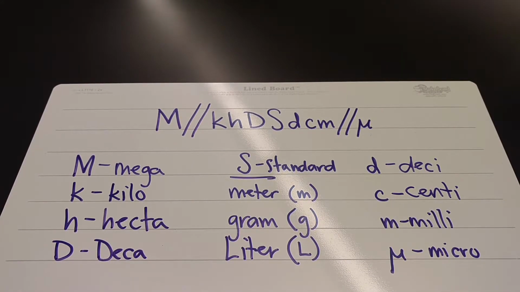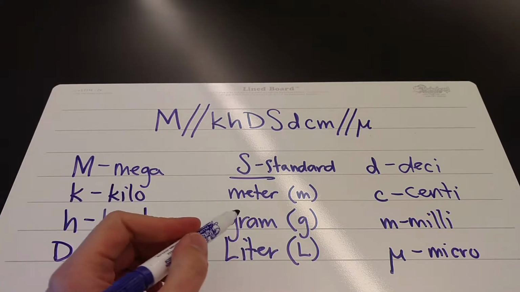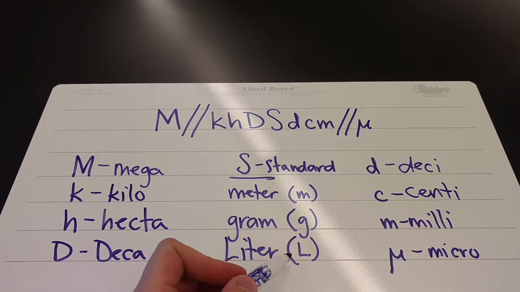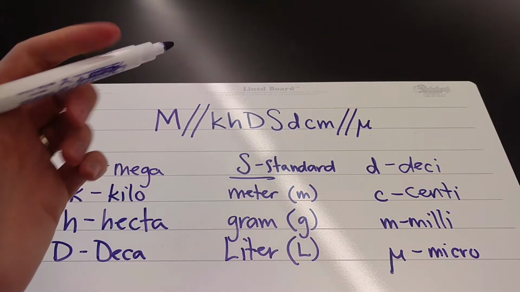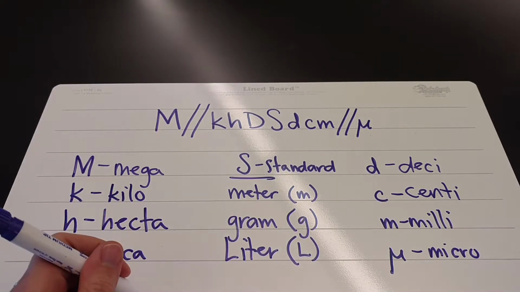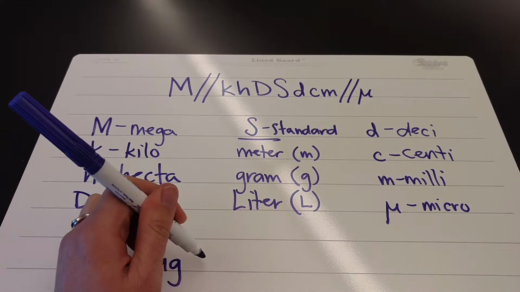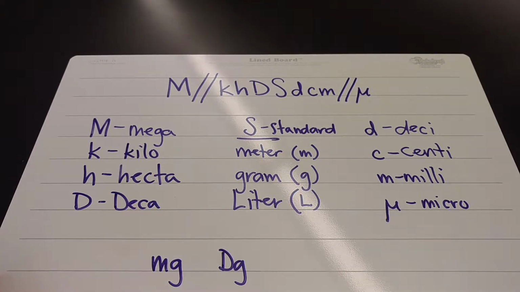You can use this to relate any two units in the metric system as long as they're in the same standard. So we couldn't relate grams to milliliters because grams are mass and milliliters are volume. We're not going to be doing that. We're going to be using this line to relate two units that have the same standard. So if you wanted to work with milligrams and decagrams, and we want to know what is the relationship between those two.